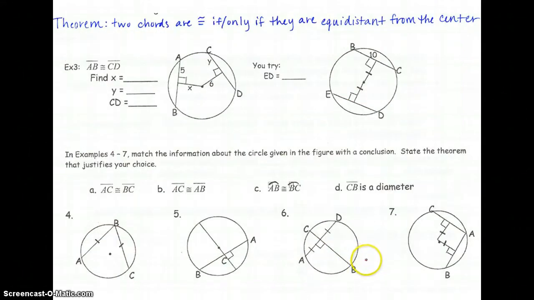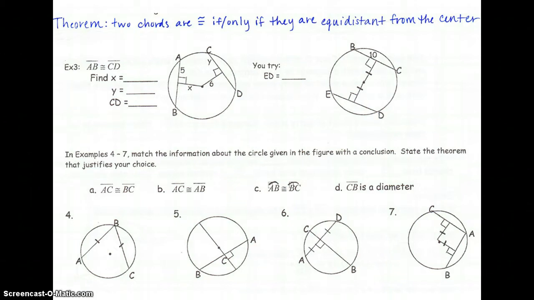For our next set of theorems, and again I've added this one in for you, you'll have to write it on your own paper. Our next theorem states that two chords are congruent if and only if they are equidistant from the center. So remember, equidistant means equal in distance.